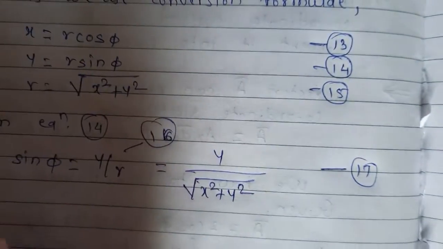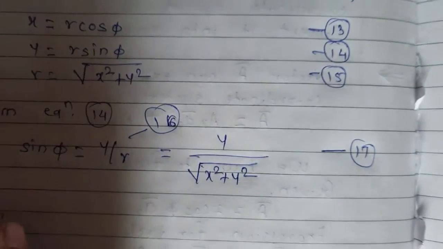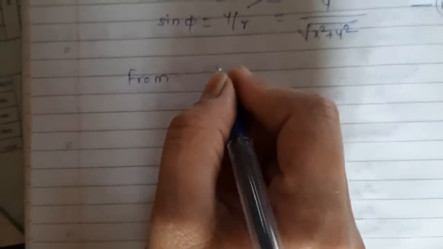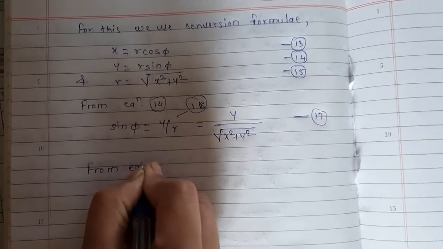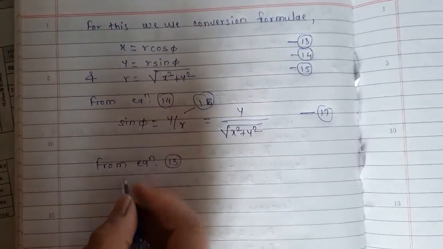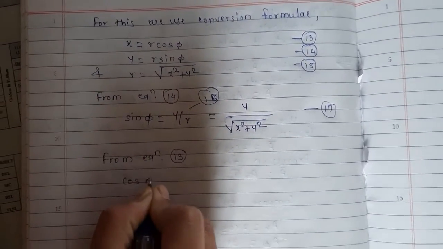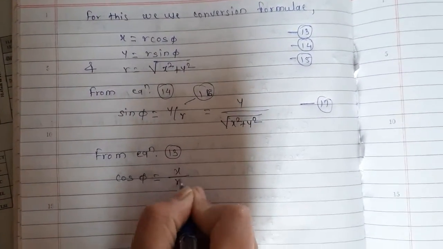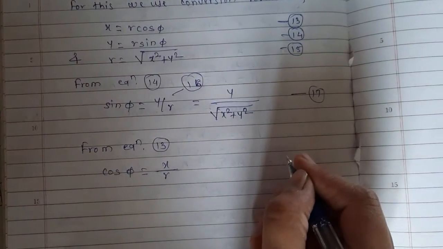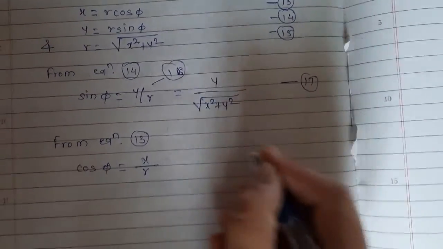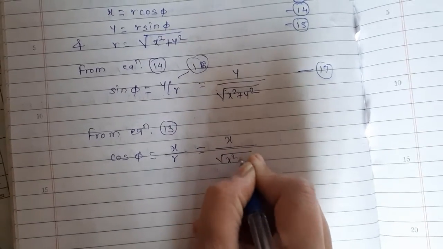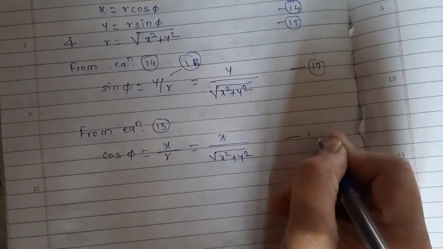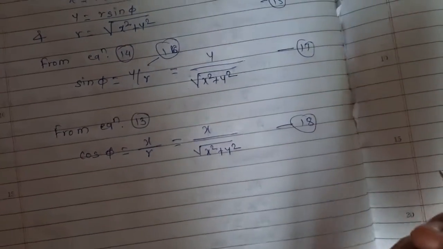Okay, now from equation 13 we can also write cos phi is equal to x by r, that is equal to x divided by square root of x square plus y square. This is equation 18.